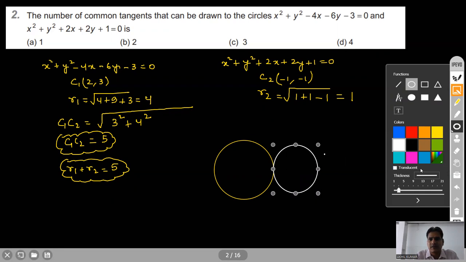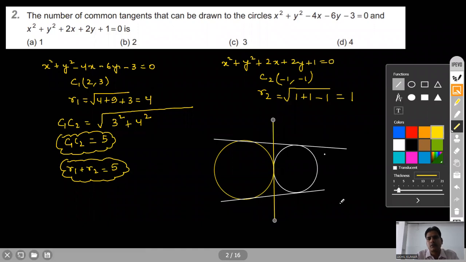This will be the scenario for this question. So possible tangents will be 3, like two direct tangents we can draw. Like this one will be our first direct tangent, and this will be our second direct tangent, right? And one transverse common tangent can be drawn, right? So the total number of possible common tangents will be 3.